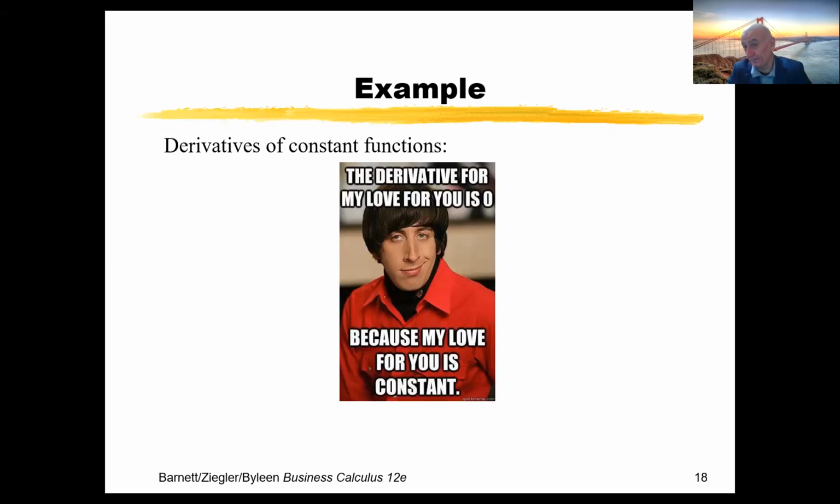And derivative of love. Look, maybe you will use it. So this guy says that the derivative of my love for you is 0. And maybe the lady became angry, but then this guy explains that it's because my love for you is constant.